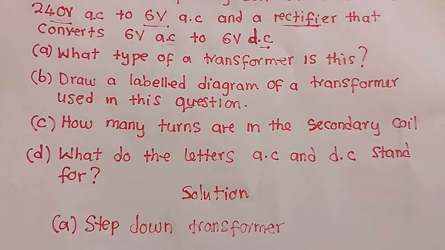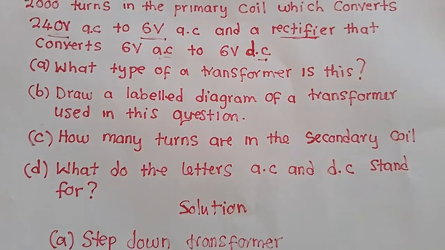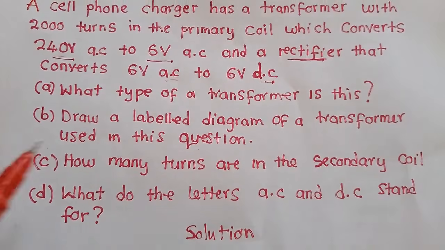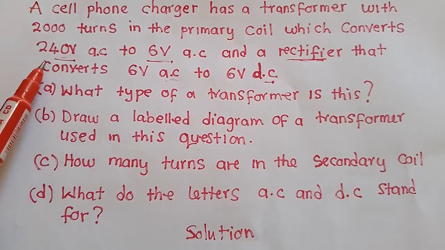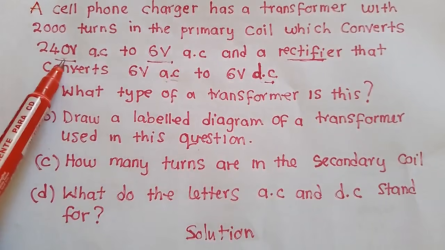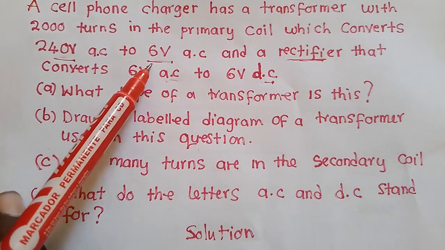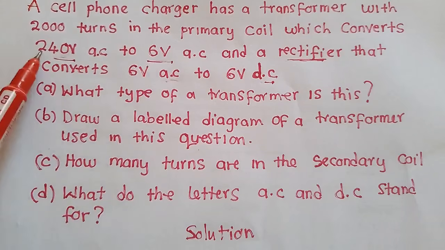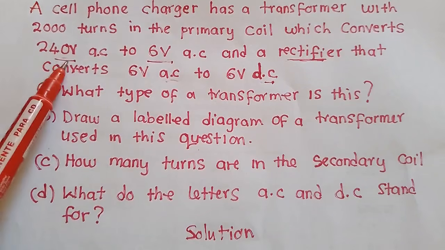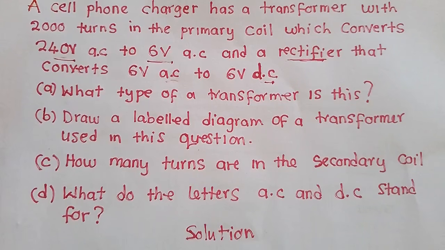There are a few things that I need to know. One is that a step down transformer changes from 240 volts to 6 volts, meaning this one is in the primary coil and this one is in the secondary coil, which means that the voltage in the primary coil is higher than the voltage in the secondary. This is what you need to know and understand.